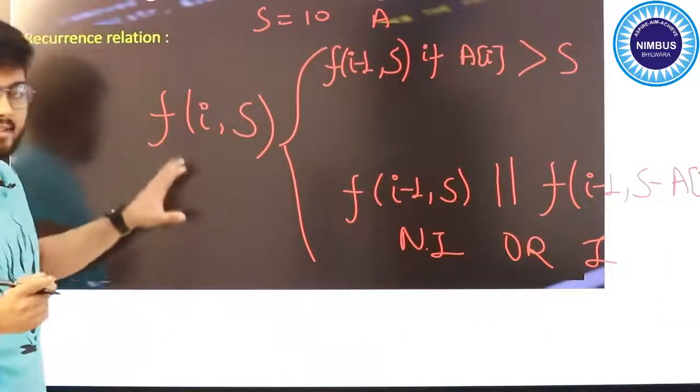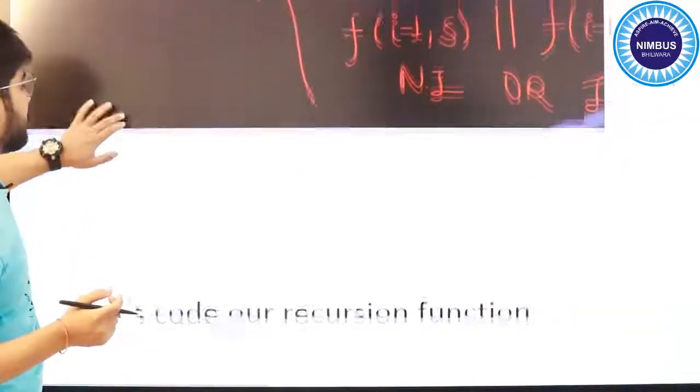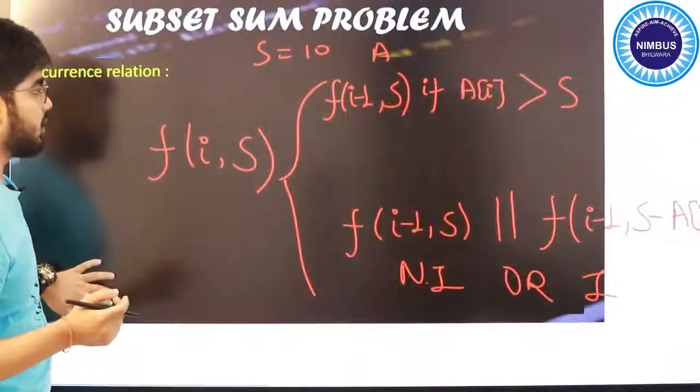ठीक है, as simple as this. अब कुछ नहीं करना है, इसको कोड करते हैं अपन. ठीक है, we'll code this recurrence relation.